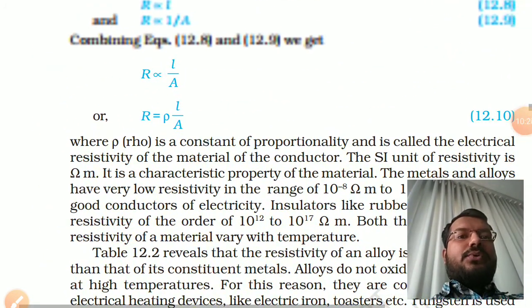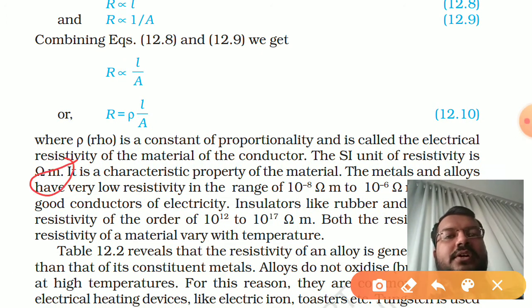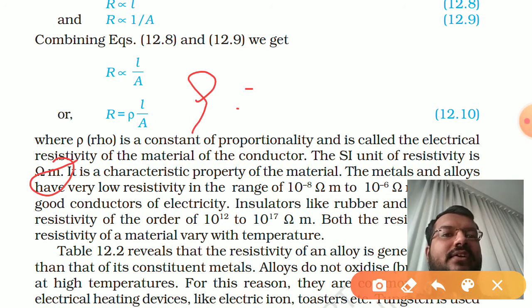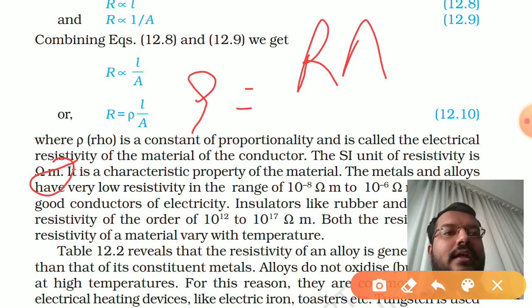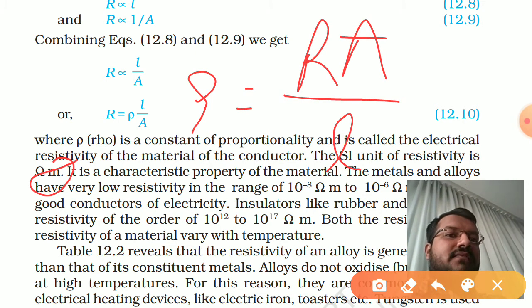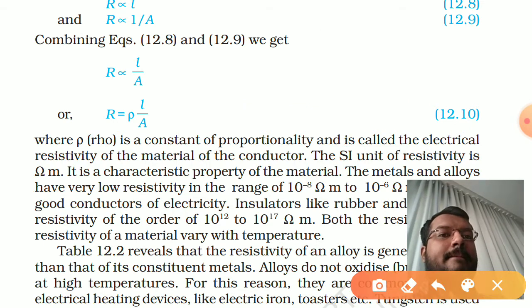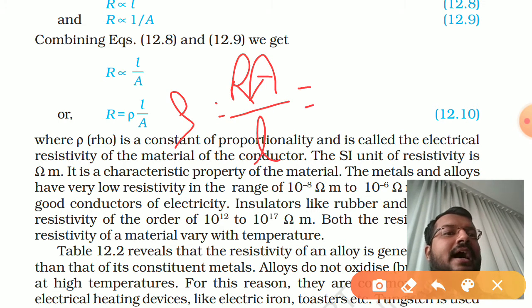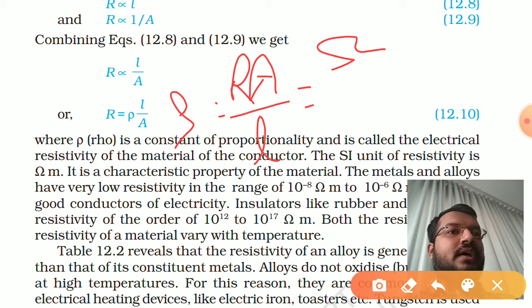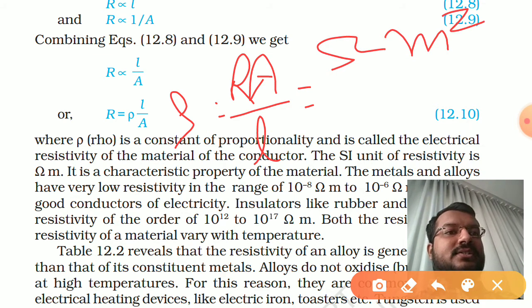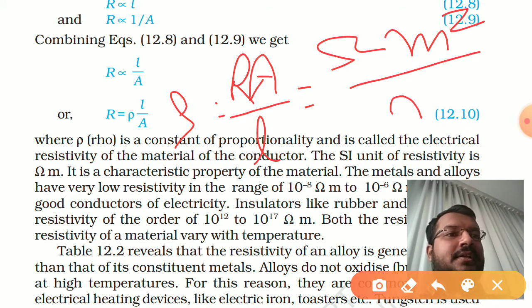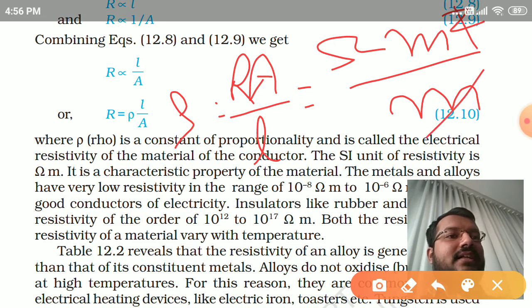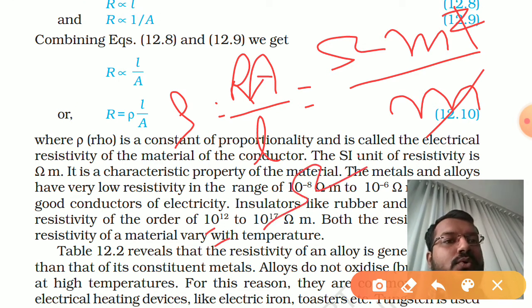Now how the unit of rho comes to ohm meter, that we will study. The formula we can write: rho is equal to R A divided by L, because here we have R equal to rho L upon A. So rho is equal to R into A divided by L. Then R, you all know, its unit is ohm. A, area, is meter square, and length is in meter. So here 1 meter will cancel, so we will get ohm meter as the unit of rho.